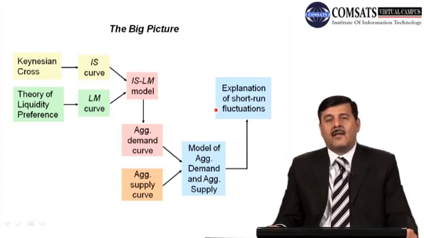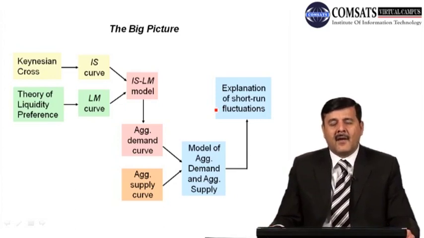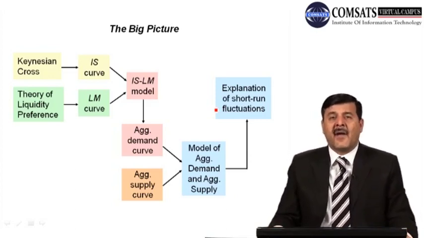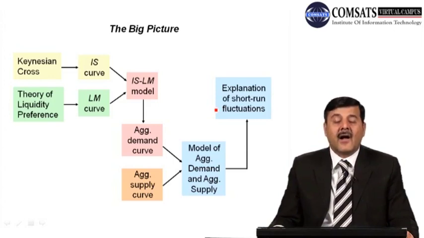Because aggregate demand and aggregate supply are the two sides of the same coin, and when we combine these two, this becomes the model of aggregate demand and aggregate supply, and this tells us the explanation or the reasons of economic fluctuations in the short run. So by using the aggregate demand and aggregate supply curves, both in the short and long run, we get the explanation of short-run fluctuations in the country or in the economy.